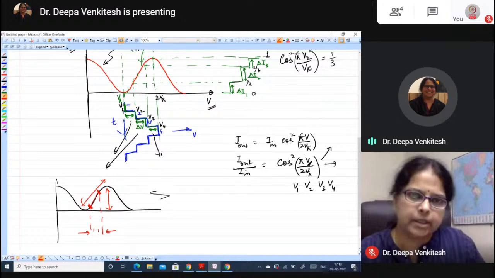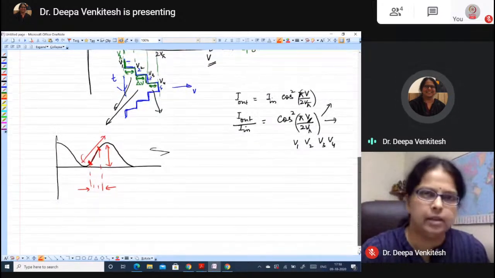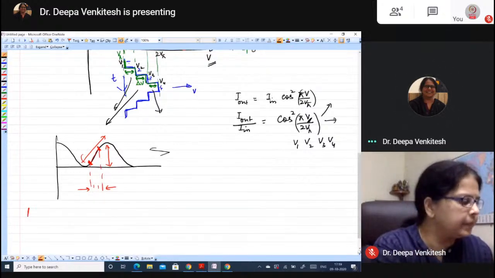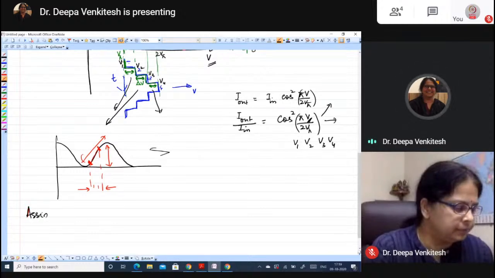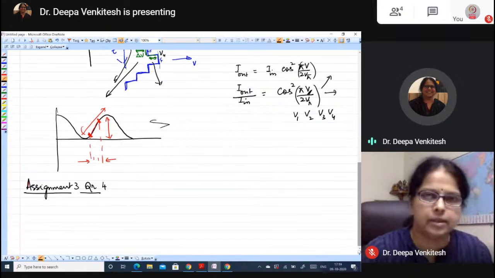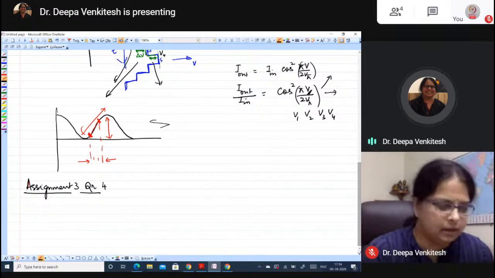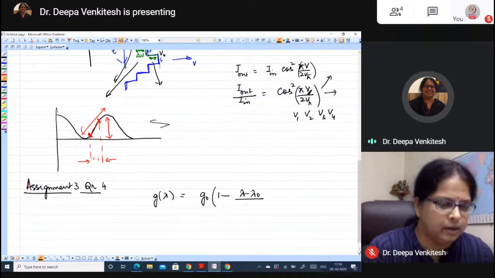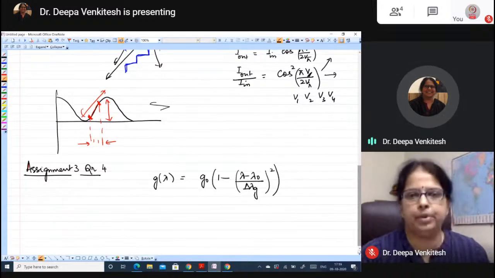Okay. So the question is, assume that the gain coefficient of a semiconductor material has a parabolic shape. Assignment 3, question 4. I hope the assignment 3 deadline is over, so I'm not giving away the answers. So G of lambda is given to be G naught times 1 minus lambda minus lambda naught by delta lambda G, the whole square. So this is the shape of the gain coefficient.